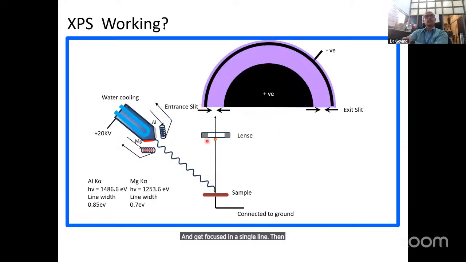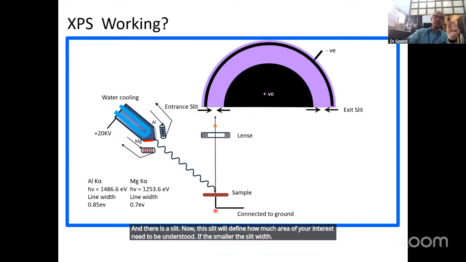Then that enters into a cylindrical mirror analyzer. What is this cylindrical mirror analyzer? This is again a metal plate, and there is a slit. Now this slit defines how much area of interest needs to be analyzed. The smaller the slit width, the smaller the area being analyzed. If we increase the slit width, you get more area to take out the electrons. So this slit width is very important.